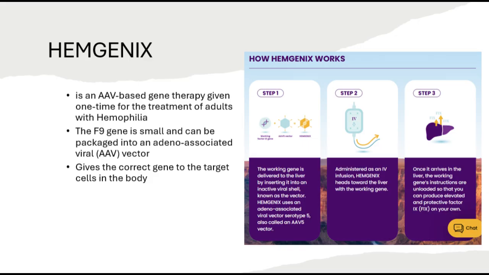It is an adeno-associated virus-based gene therapy given one time for the treatment of adults with hemophilia B. It uses a vector to deliver in vivo a new working gene that is able to deliver factor 9 when needed. So this would be an example of gene addition therapy, like what I was talking about before. This is given once through an IV and makes it so that these patients have less pain, spend less time in the hospital, and do not need repeated blood transfusions.